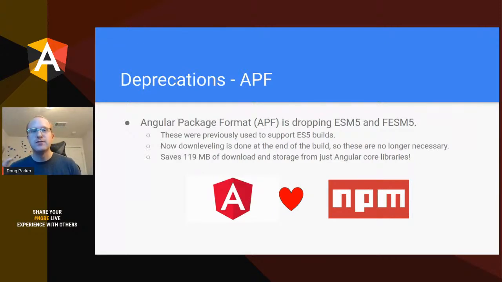Essentially, this is because we've changed the way that down leveling works in the Angular process. This happens now at the end of the build rather than the start of it, so libraries don't need to ship all this code. What this means in practice is that you're going to be saving about 120 megabytes of downloading just from Angular core libraries. And if you're using third-party libraries or ship your own, you'll get even more savings there. So hopefully that will make the NPM install experience just a little bit better and put at least a bit of a dent in the black hole that is node modules.